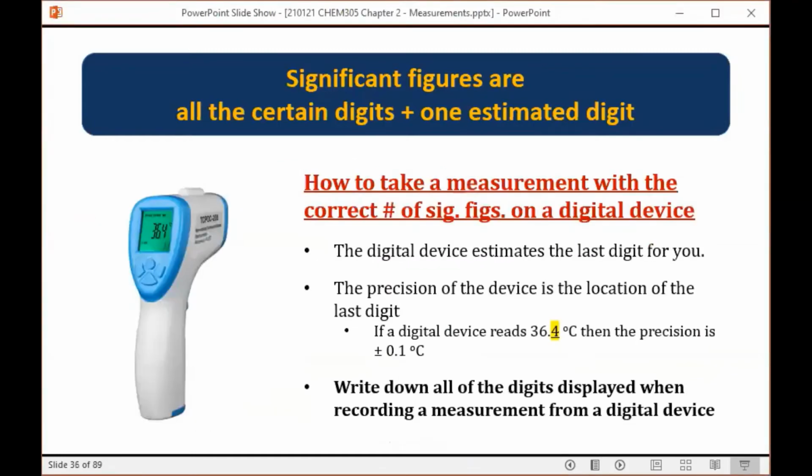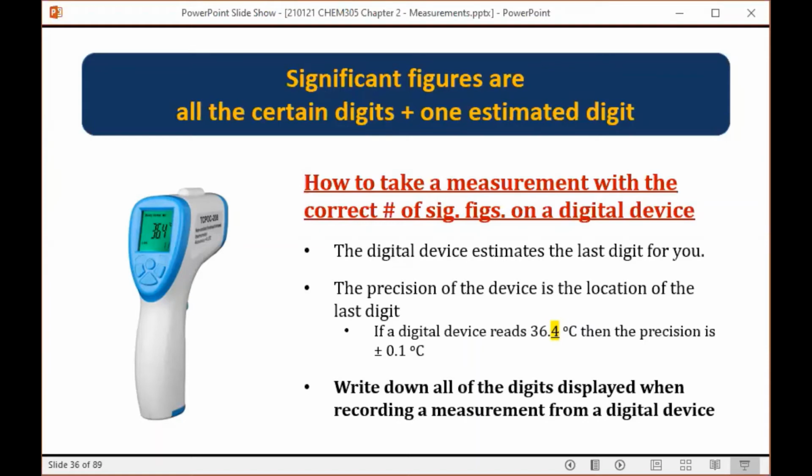When you're using a digital device, the digital device is doing the estimating for you. So the precision of the device is the location of the last digit. If we look at this digital thermometer pictured here, it reached 36.4 degrees Celsius. So the 4 is the last digit to the right. It's the smallest division on the measuring device.